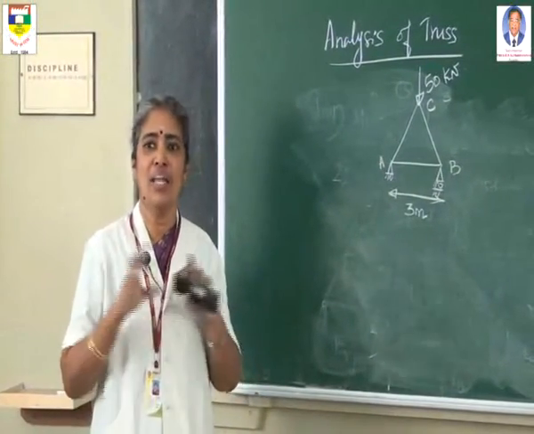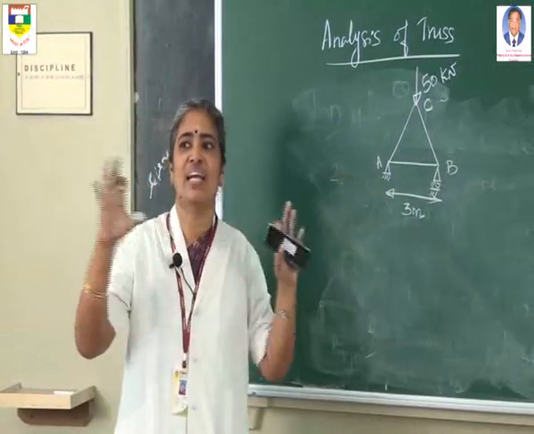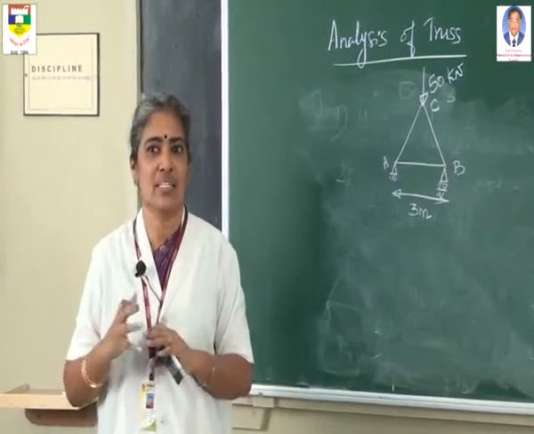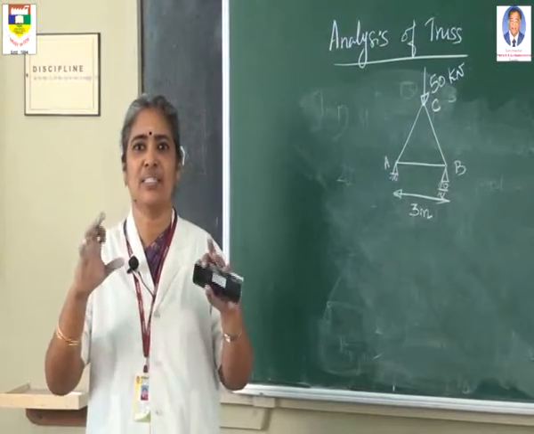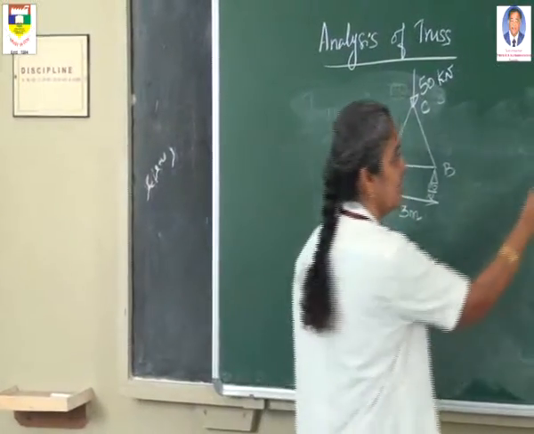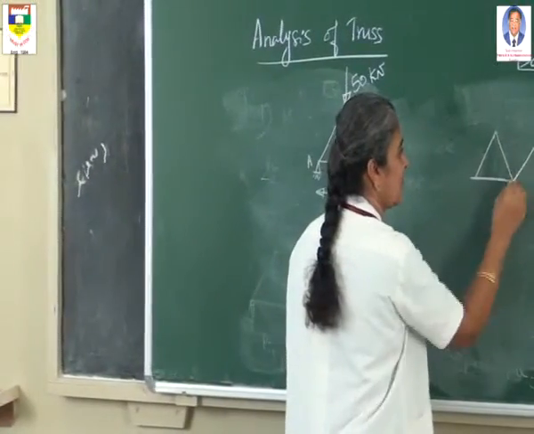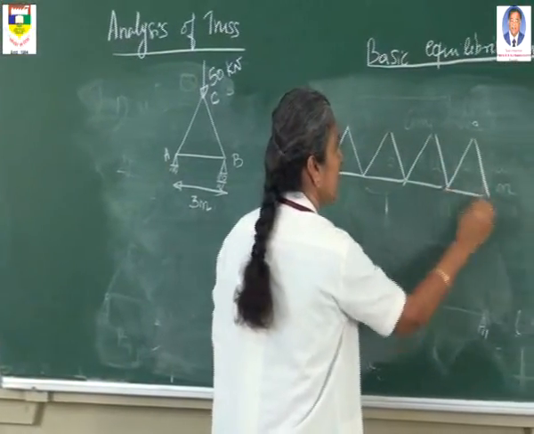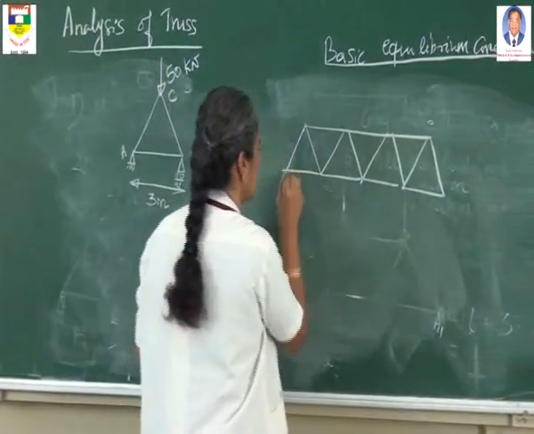Why? Because all trusses consist of several triangles interconnected. You can see in bridges also, all the trusses are made up of equilateral triangles like this. It consists of several triangles like this, and this goes on increasing depending upon the span of the bridge.